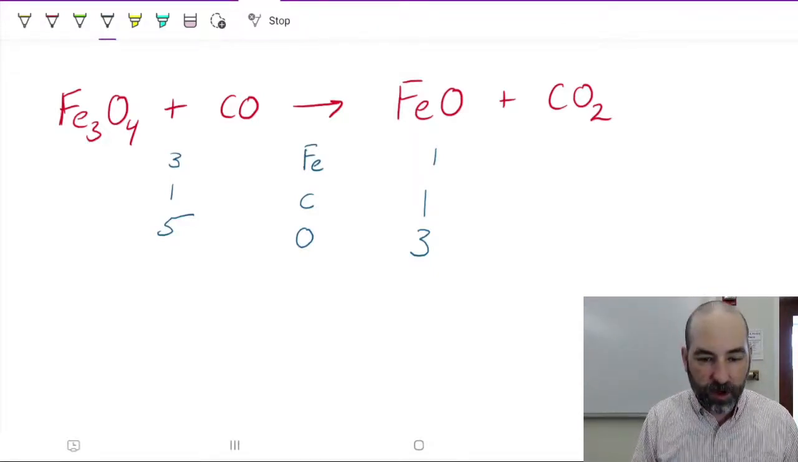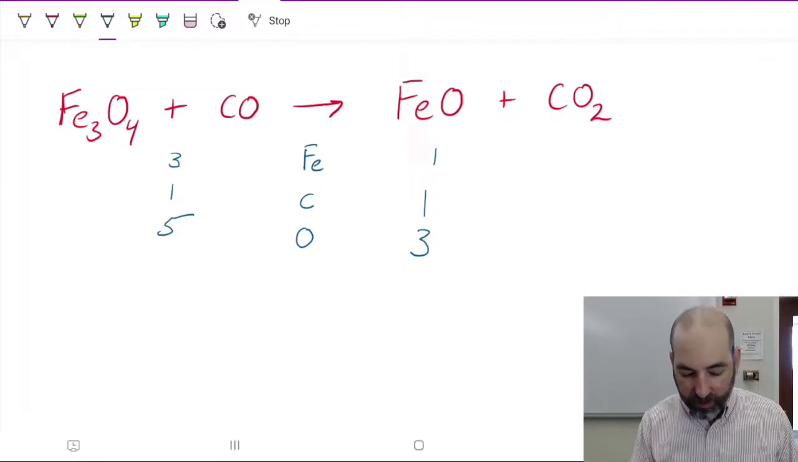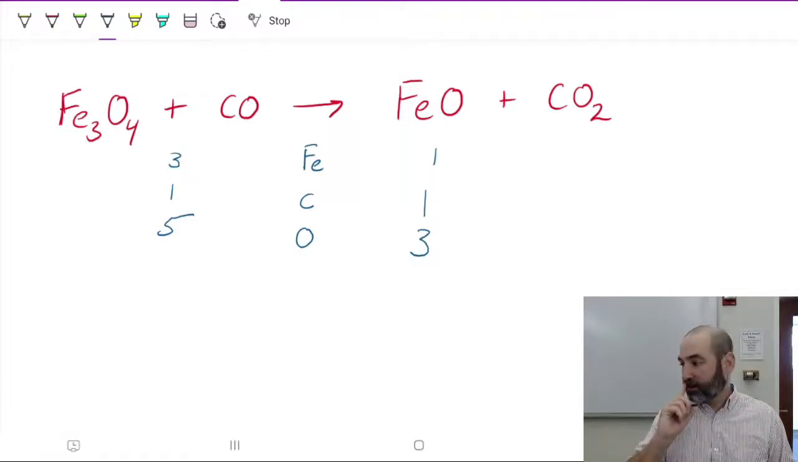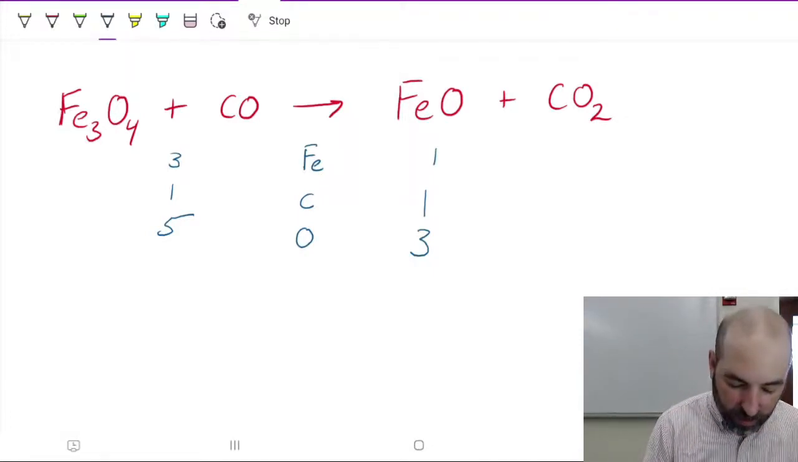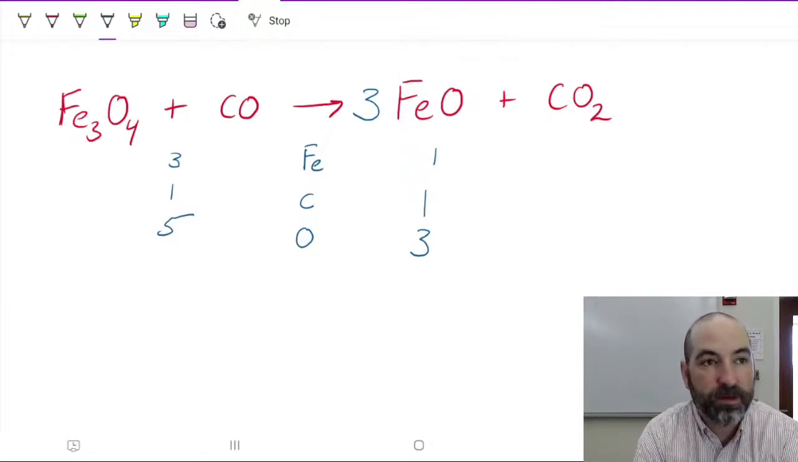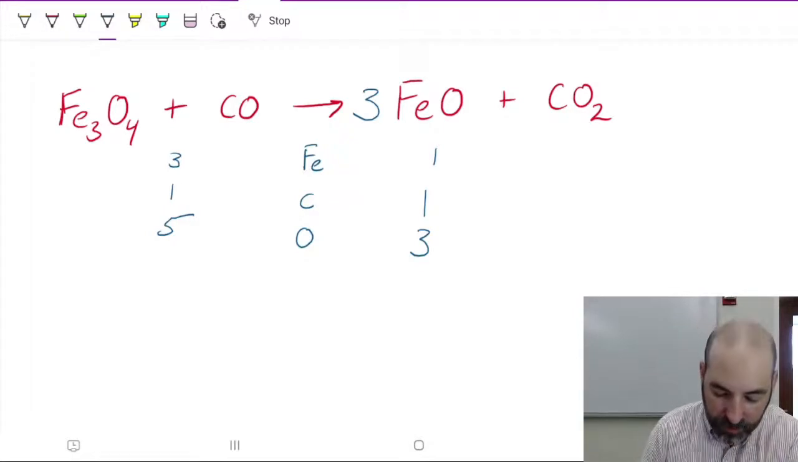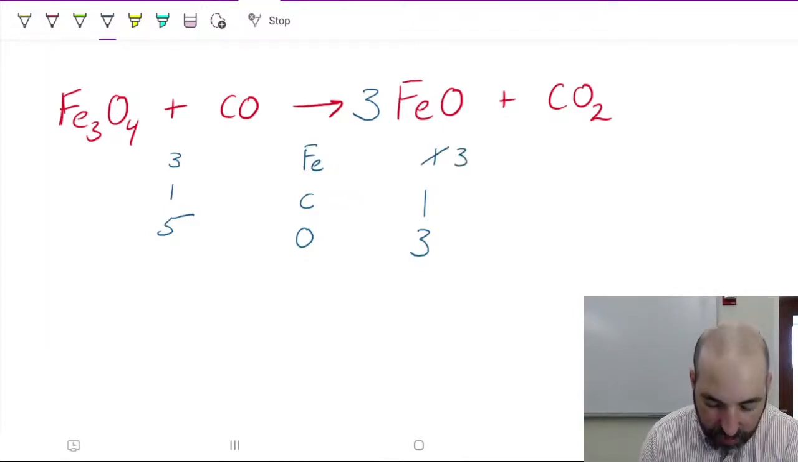So we have 3 Fe on the left and 1 on the right. And we want 3 total on the right. All right, so we will put a 3 in front of here as a coefficient. And then this is important, you have to update the numbers because that 3 doesn't only affect Fe, it also affects the O. So we now have 3 Fe's total on the right. We haven't changed the number of carbons, but we have changed the number of oxygens. So now we have 3 plus 2 is 5.